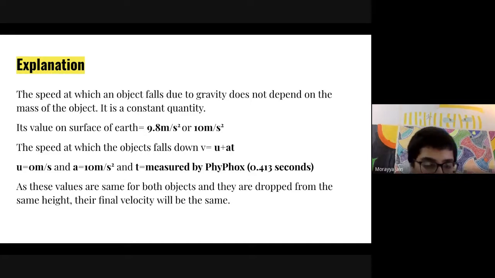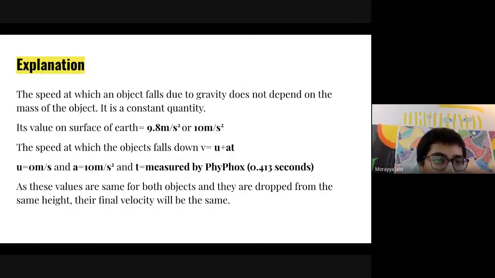An explanation for this is that the value of acceleration due to gravity on Earth is around 9.8 meter per second square. You can round it off to 10 meter per second square. The speed at which the object falls down, you can take it as v = u + at. It's a formula. v is the final velocity of the object, u is the initial velocity of the object, and a and t are the acceleration and time.